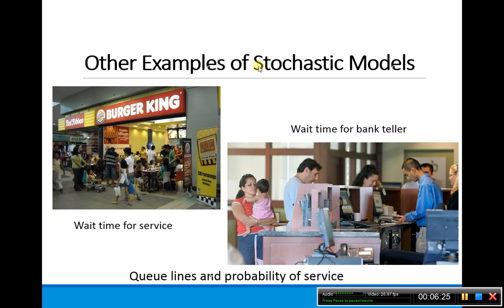So there are other examples of stochastic models. You go to Burger King in a mall. The wait time for service is very stochastic in nature. How long is it going to take for you to wait to get your food? How long is it going to take for you to wait to get an order? How long will it take you to wait for the bank teller at the bank? How long is it going to take to get your money? When you walk into the bank, how long is it going to take? What's the probability that you'll leave within 5 minutes? All of these are things that we're going to look at. So queue lines and probability of service. Those are other stochastic type models.